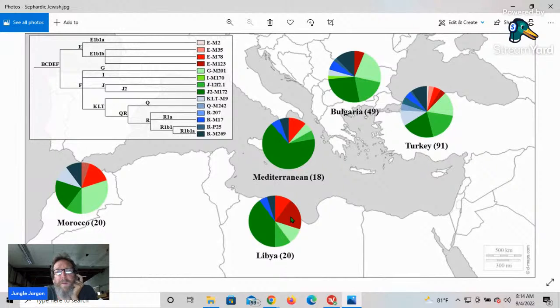Then there's the E78 and the EM123, which are both probably Mitzrayim. Both these E's are Mitzrayim.